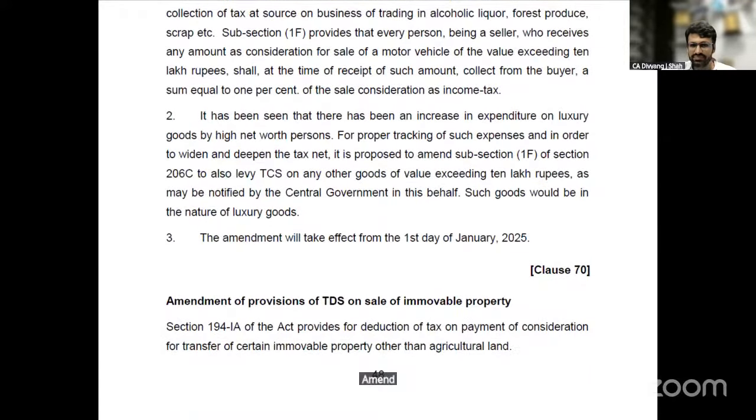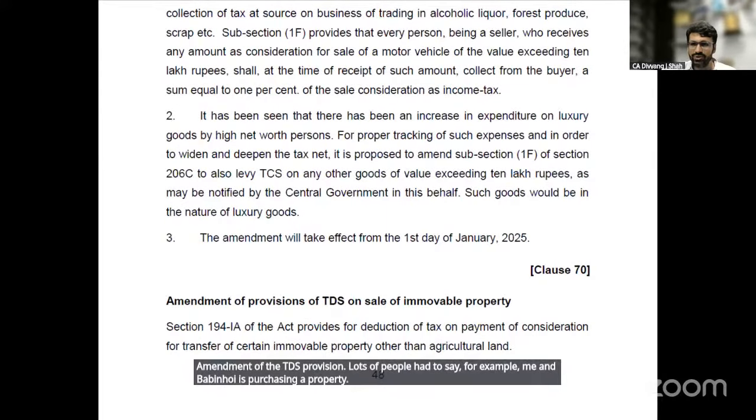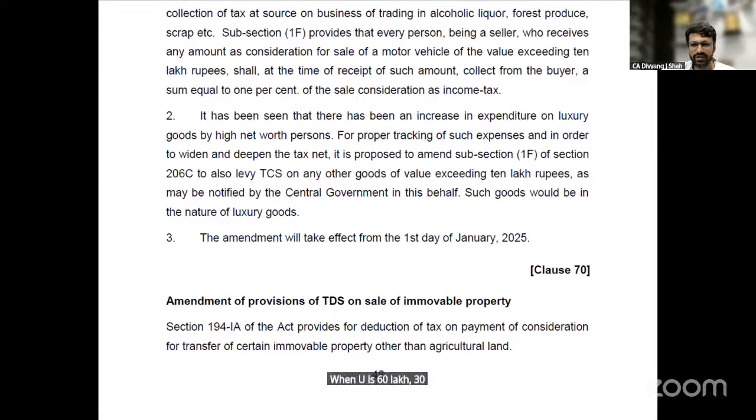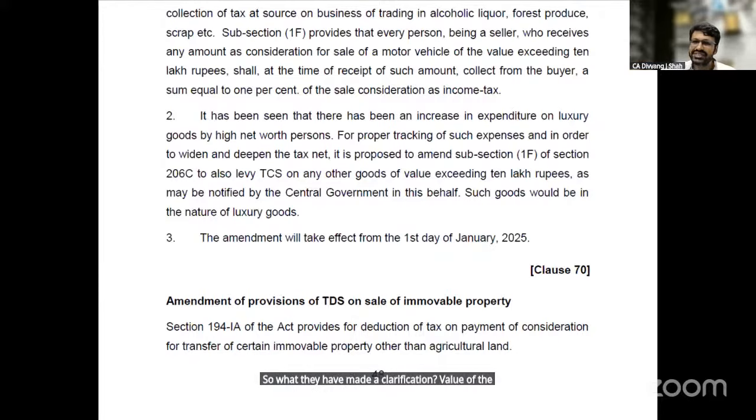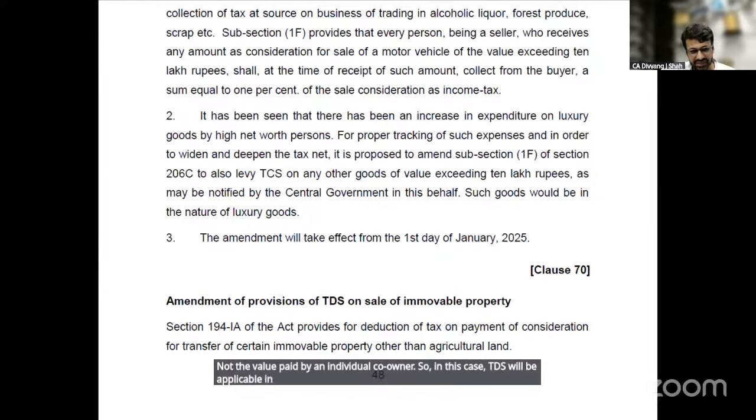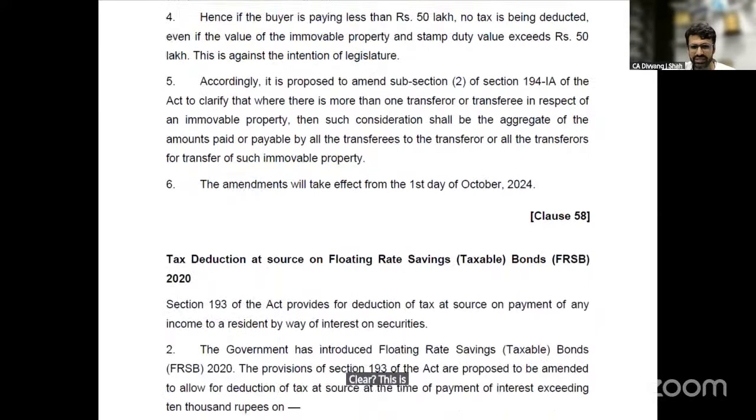Amendment of the TDS provision. Lots of people had said, for example, me and Bhavin Bhai are purchasing a property. Value is 60 lakh, 30 lakh by Divyang, 30 lakh by Bhavin Bhai. So lots of people were saying, bhai, value per person is less than 50 lakh, so TDS will not be applicable. So now they have made a clarification. Value of the property is supposed to be seen, not the value paid by individual co-owner. So in this case, TDS will be applicable. In our example, the answer is yes, because property value is more than 50 lakh, though individual share payment is less than 50 lakh. Clear? This is the amendment. Moving to next.